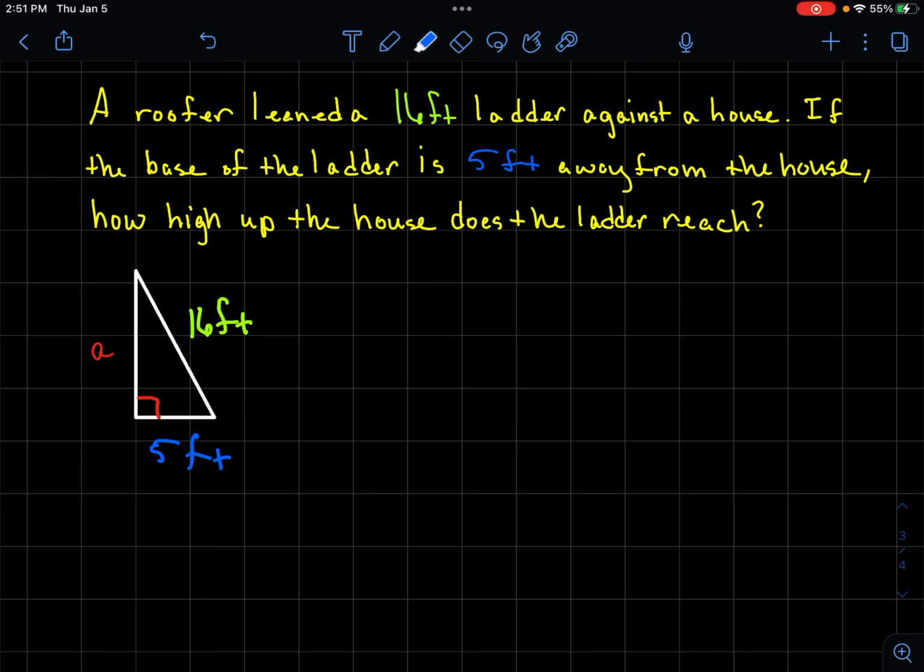Then we can go straight to the Pythagorean theorem once again, plug in what we have, and go ahead and solve. Using that Pythagorean theorem, we have a squared plus 5 squared equal to 16 squared, which gives us a squared plus 25 equal to 256. Subtract 25 over, and then we have a squared equal to 231. And lastly, square root both sides. The square root of 231 will give us a value of 15.2.